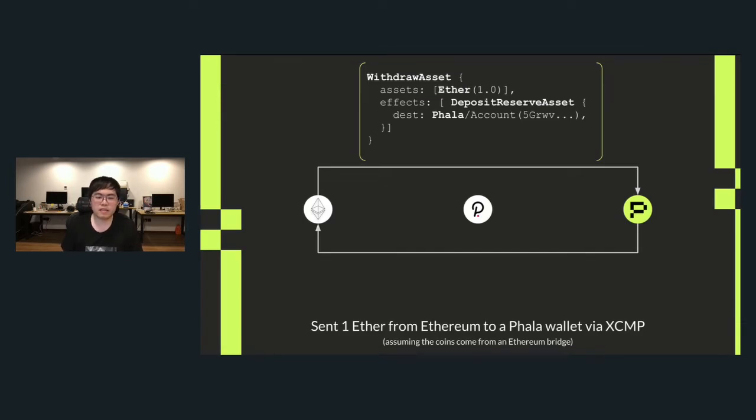A really easy and simple feature offered by XCMP is transferring of tokens. Suppose we have an Ethereum bridge on the left side, and Polkadot on the other side. Here we can initiate a transaction from the Ethereum parachain to withdraw some assets. As we show in this slide, we can withdraw 1 Ether from the Ethereum bridge and send this message to Phala Network. And on the Phala Network side, the effect is to deposit some reserved assets. And as you can see, the interesting part is that it doesn't send the token to just an account, but to an account located on Phala Network.